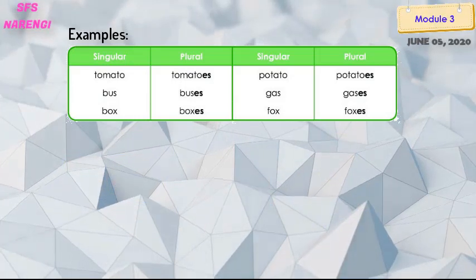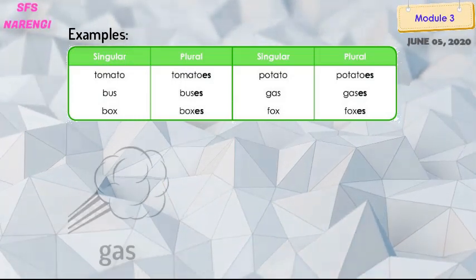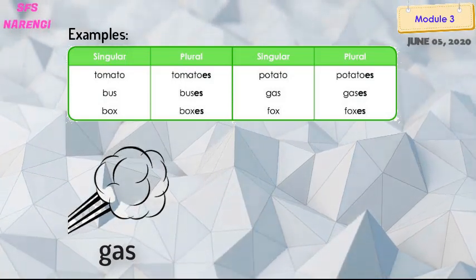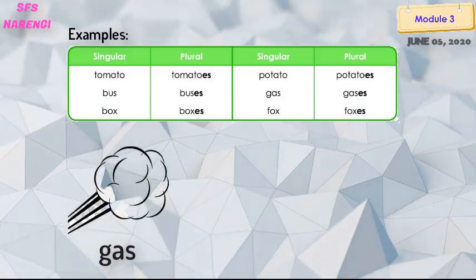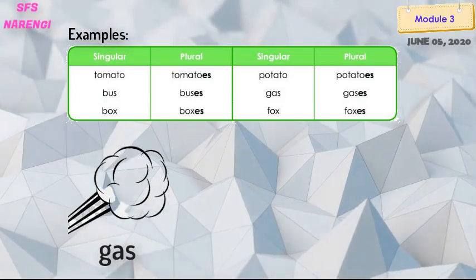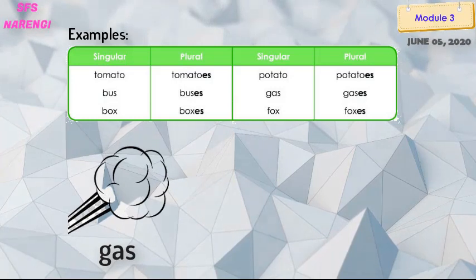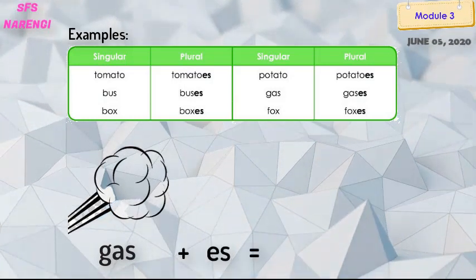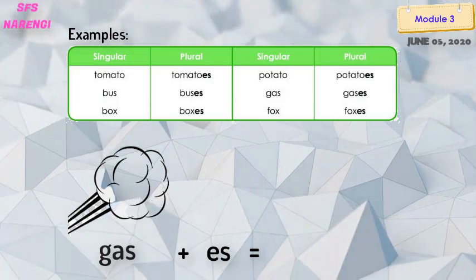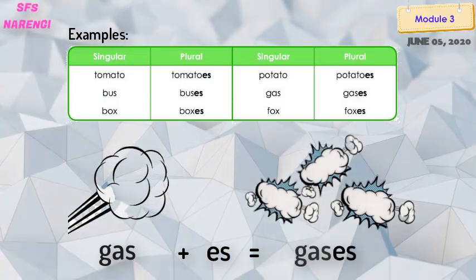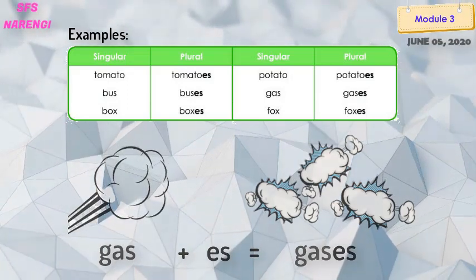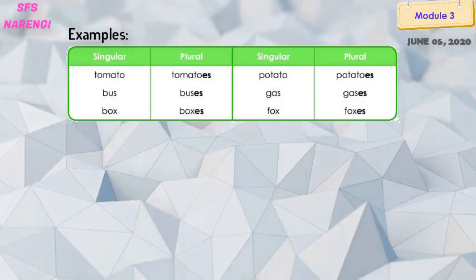Okay. The fourth word is gas. Gas. So, gas is singular. Again, we have to form the plural form of gas. Yes, so how can we form that? By adding es to it. Right? So, what is the plural form? Gases. Gases. Right? Hope you got it till here.